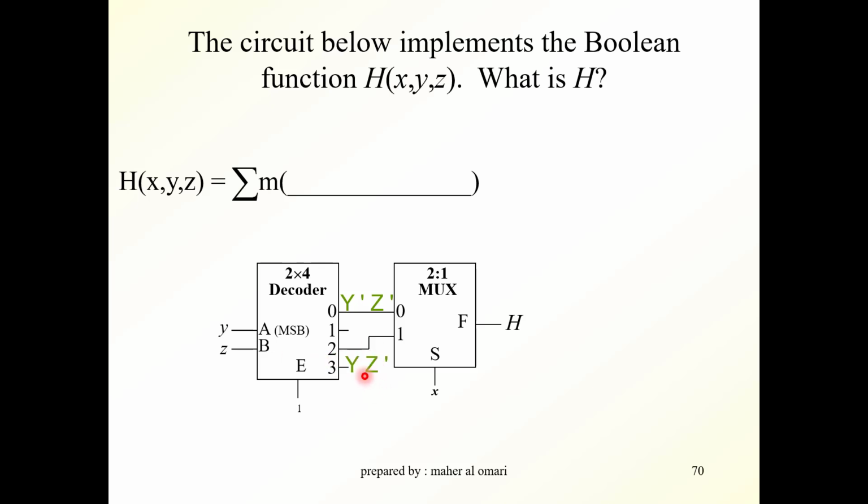The output here will be YZ bar, which is output number 2. What will H be equal to? Remember, this is a multiplexer. What is the equation of this multiplexer? It's equal to I0 S bar. I0 is this, Y bar, Z bar. S is equal to X, so it's X bar, OR with X, I1. X, Y, Z bar. From here you see that this is minterm 0 and this is minterm 6. So H is equal to the sum of minterms M0, M6.